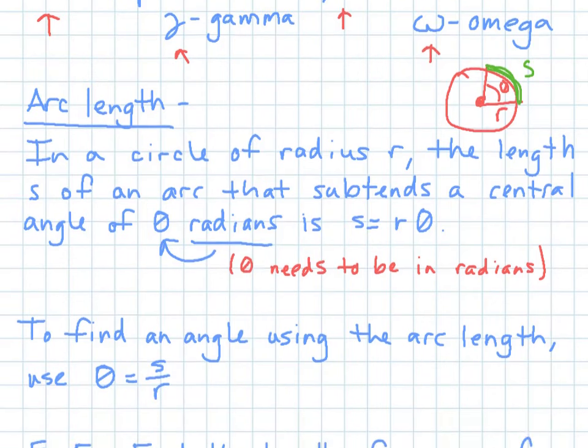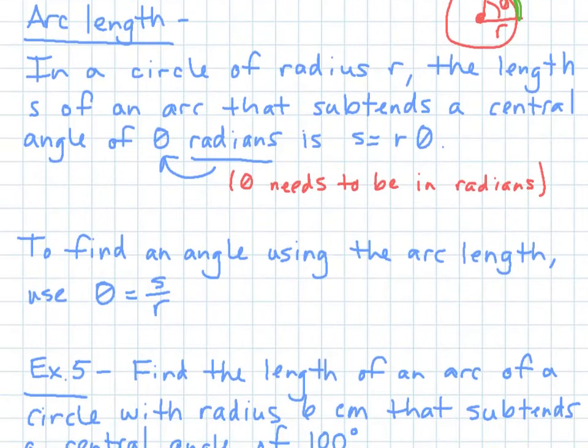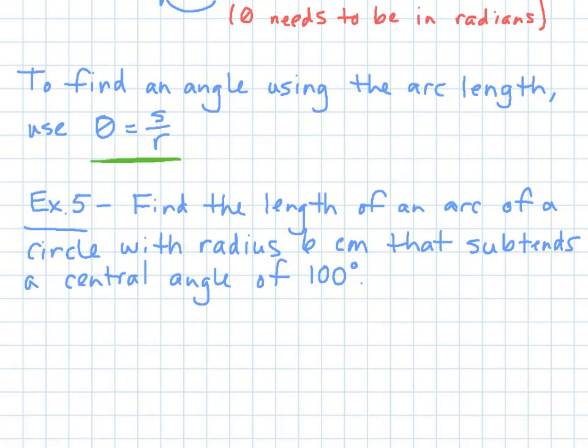One other adaptation of the arc length equation: you can change it around so that you can find the angle using the arc length. We just divide both sides by r, and you get theta equals S over r. So that's right here. From there, we want to do some examples.